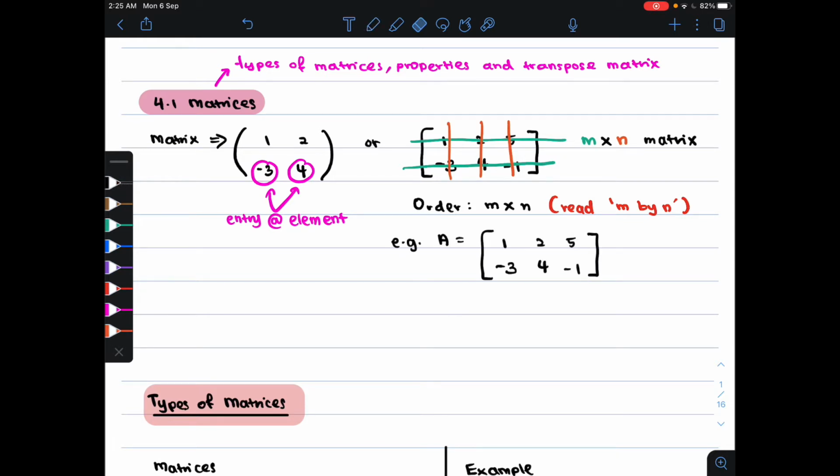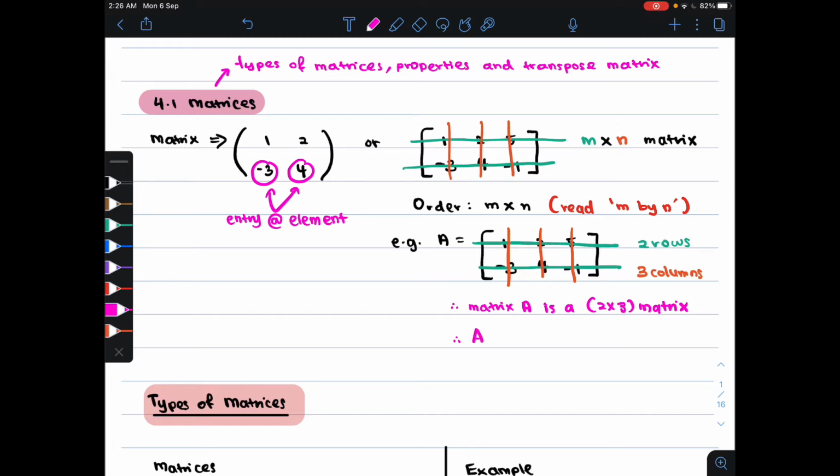So, let's say we have matrix A, which is 1, 2, 5, negative 3, 4, negative 1. So, what is the order for this matrix A? So, how many rows do we have? 1, 2. What about the columns? We have 1, 2, 3. Therefore, we know that matrix A is a 2 by 3 matrix. Another way of writing the order is, you can straight away write A and then we have 2 by 3. So this means that you already know that this matrix A has 2 rows and 3 columns.